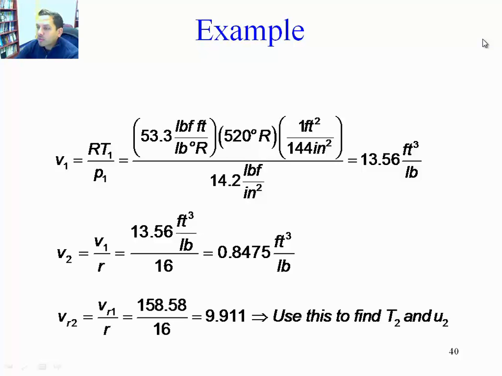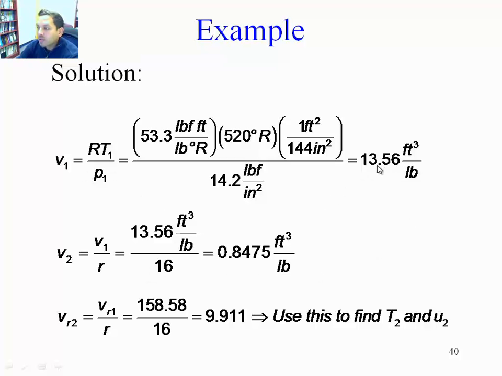As part of the solution, since we know temperature and pressure at state 1, we can calculate the specific volume through the state equation. We know the absolute volume, but we don't know the specific volume. We can relate those two and calculate the mass. We use the gas constant for air, temperature 520, and pressure 14.2. Remember the conversion from square inches to square feet, so we can get the volume in cubic feet per pound mass. So it's 13.56 this time.